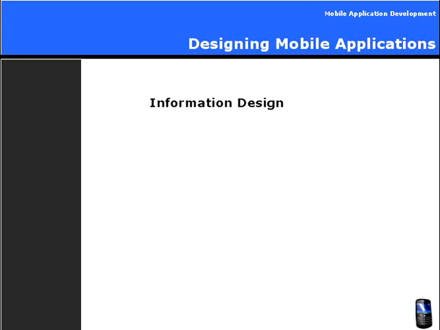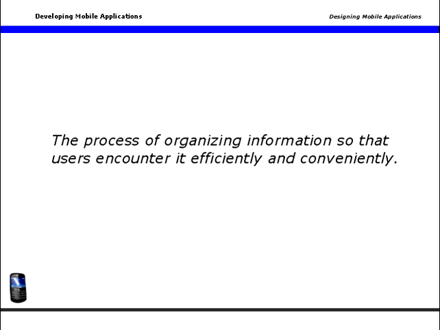Fundamentals of Information Design. We may not think about it often, but the way information is designed has a huge impact on the quality of our communication, and potentially it can have a huge impact on the success of your app. So what is information design? It's the process of organizing information so that users encounter it efficiently and conveniently.